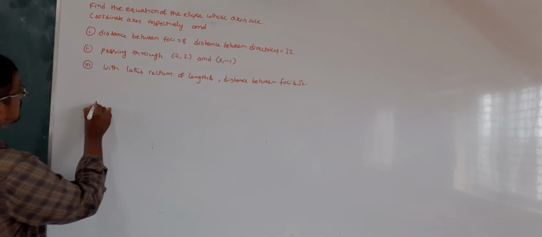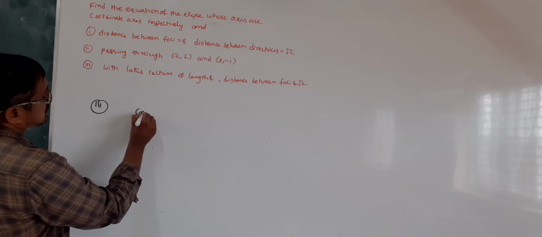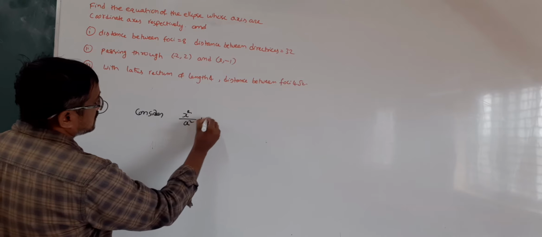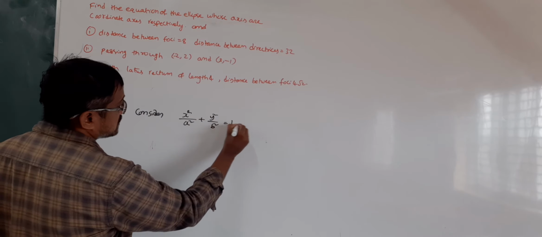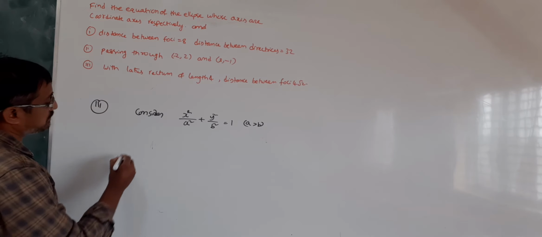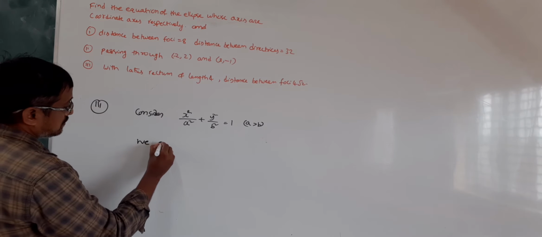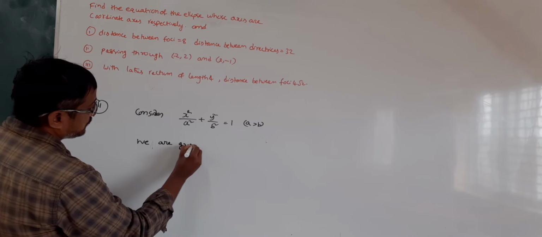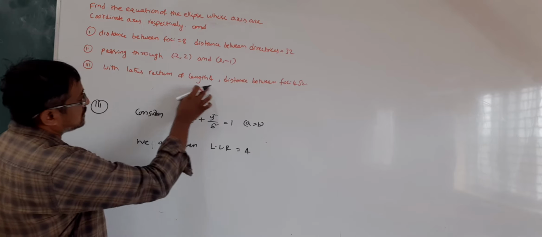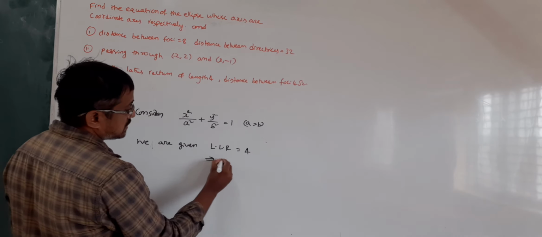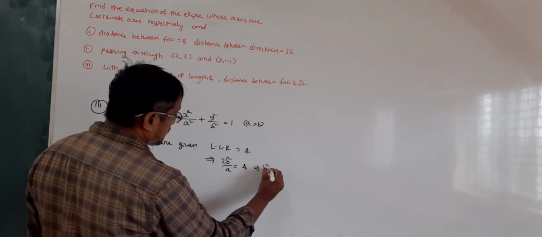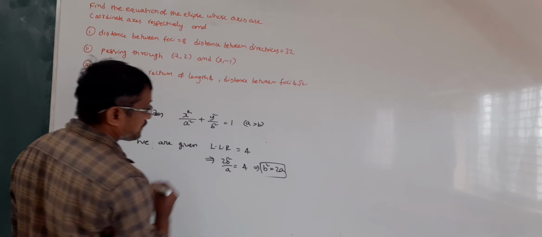Next problem, third one. Consider the ellipse in standard form, x square by a square plus y square by b square is equal to 1, a greater than b. That is the ellipse in standard form. We are given that the length of latus rectum is equal to 4. That is 2b square by a is equal to 4. So b square is equal to 2a.